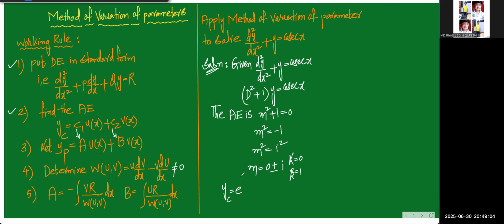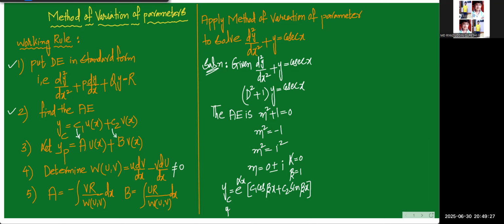So how to get the complementary function value? That is e power alpha x into c1 cos beta x plus c2 sin beta x. I am writing the formula for your convenience. Come on, give me the answer. Yes or no, at least give an answer. Alpha value is 0, and e power 0 is 1.